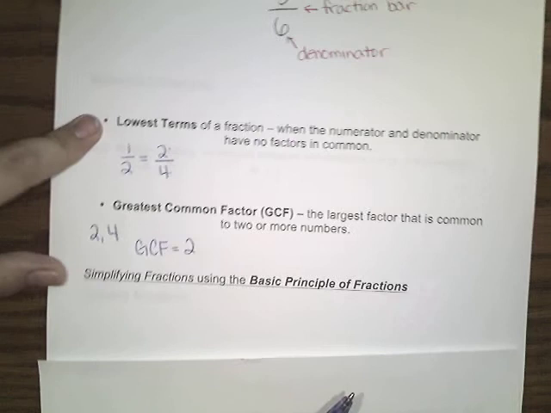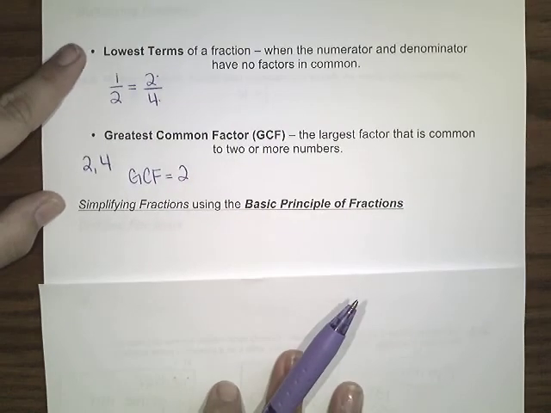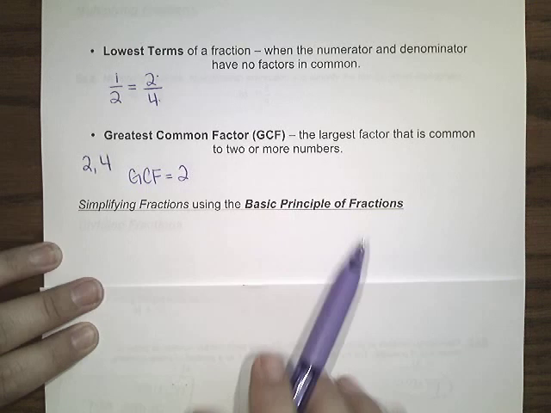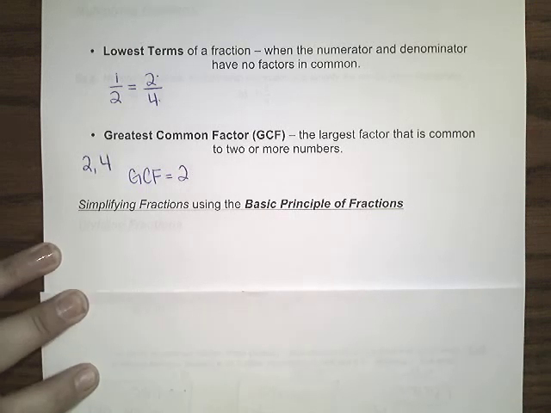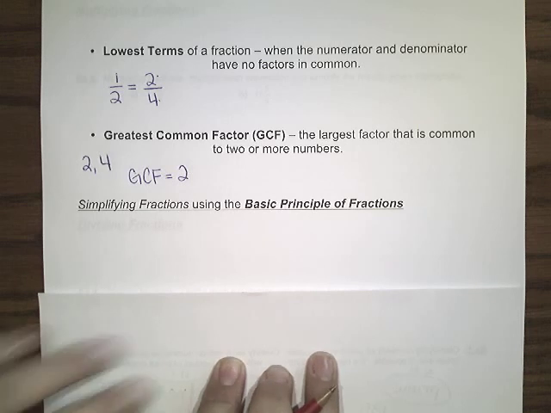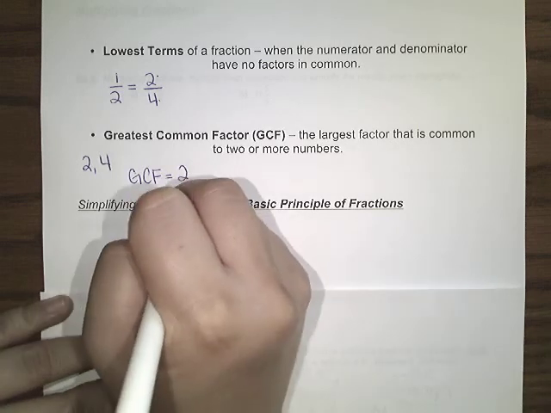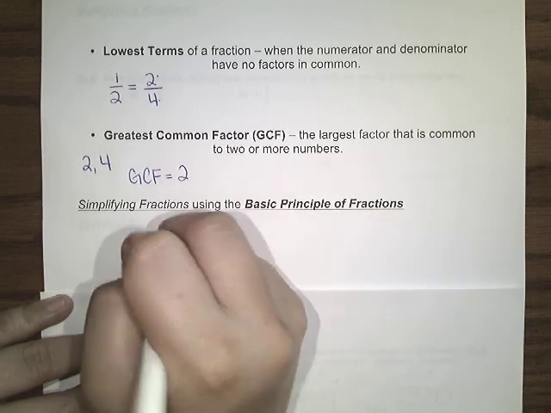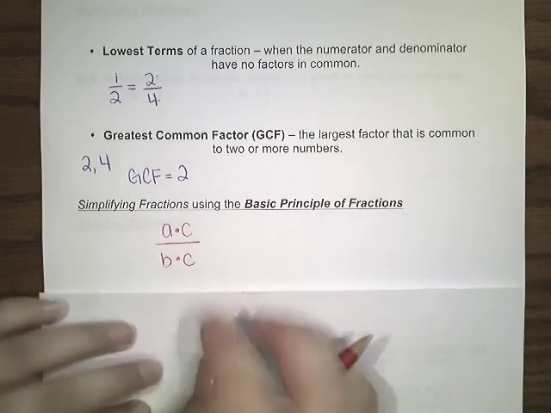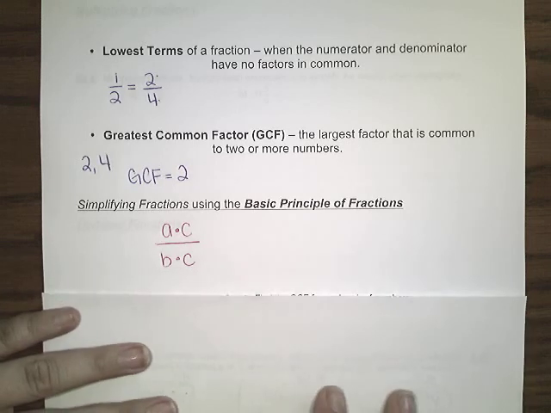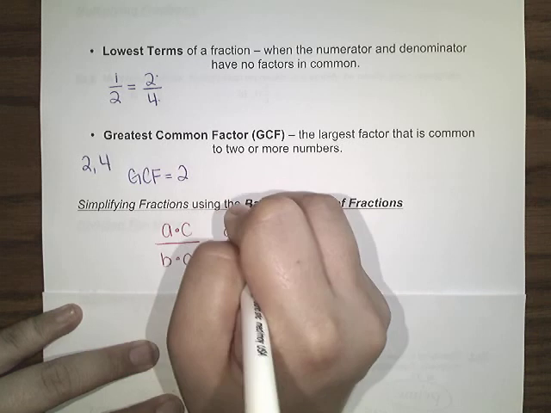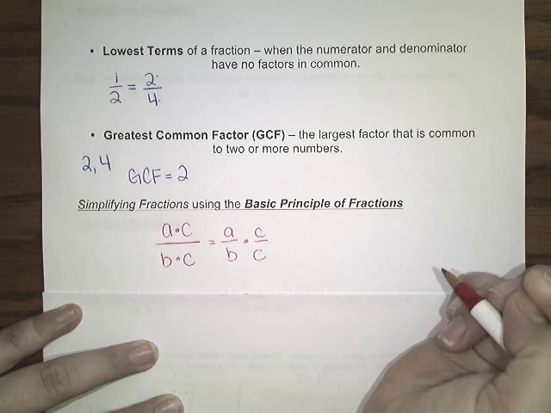Now when we are writing something in lowest terms, we want to simplify it, and that's using our basic principle of fractions. Our basic principle of fractions basically says if you have a fraction that can be written as a times c over b times c, what you're actually able to do is split it up here. I'm going to show you the long way what you're really doing. You're really taking a over b times c over c.